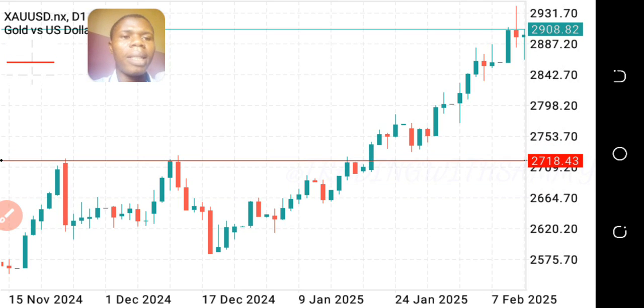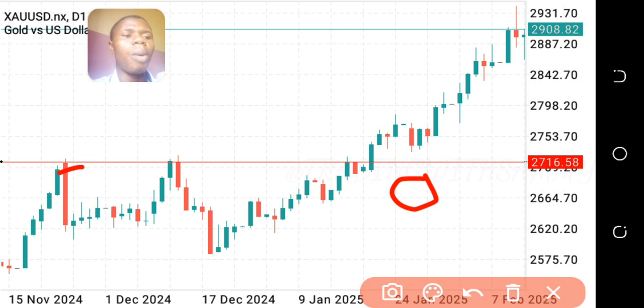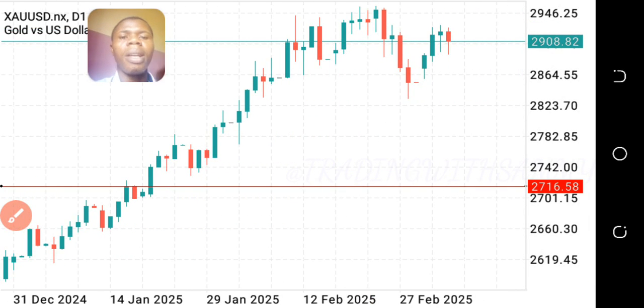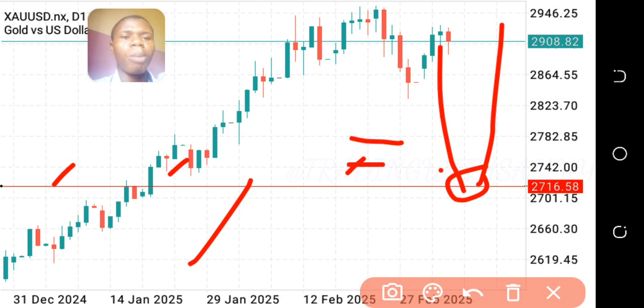Don't forget we had this. What can we see here? This is a resistance, and we know gold respects support and resistance a lot. This is resistance, this is resistance, and this also is resistance. But we can spot a fair value gap here, which shows that price is going to be coming back down to this other block here, to rest on top of this resistance here and give it support to go up.